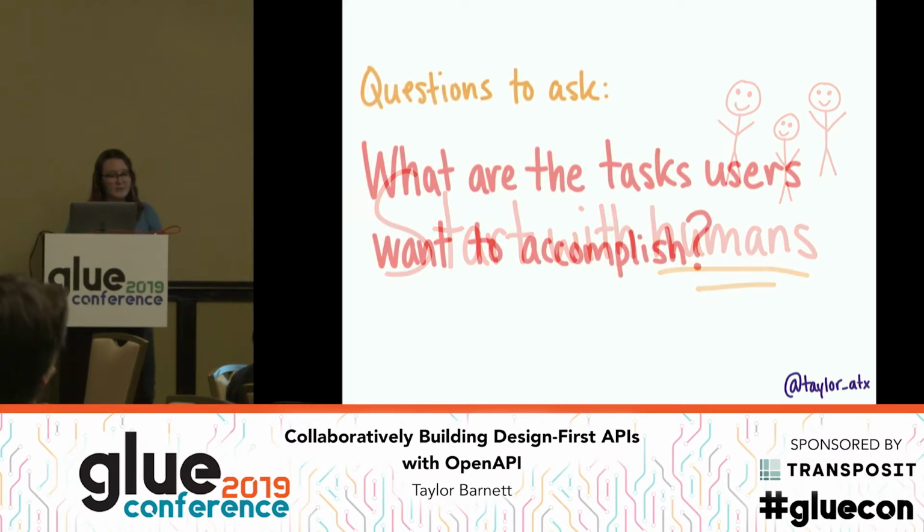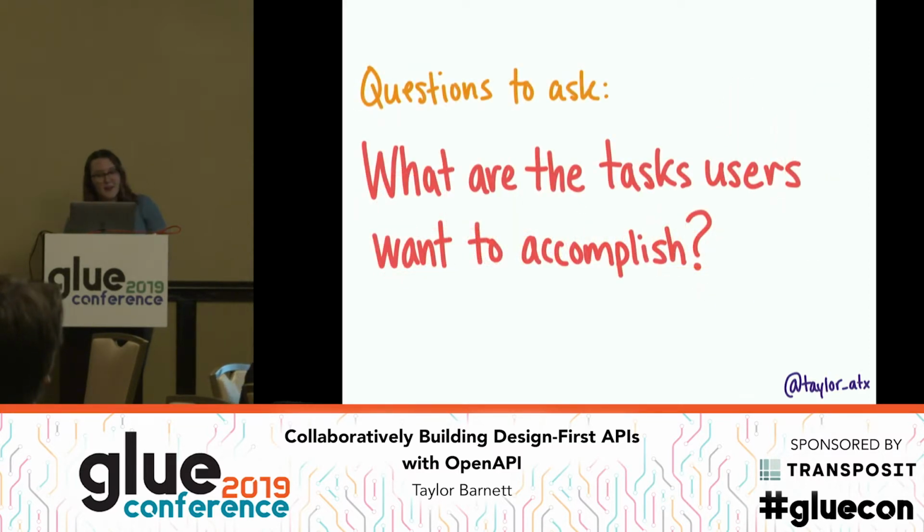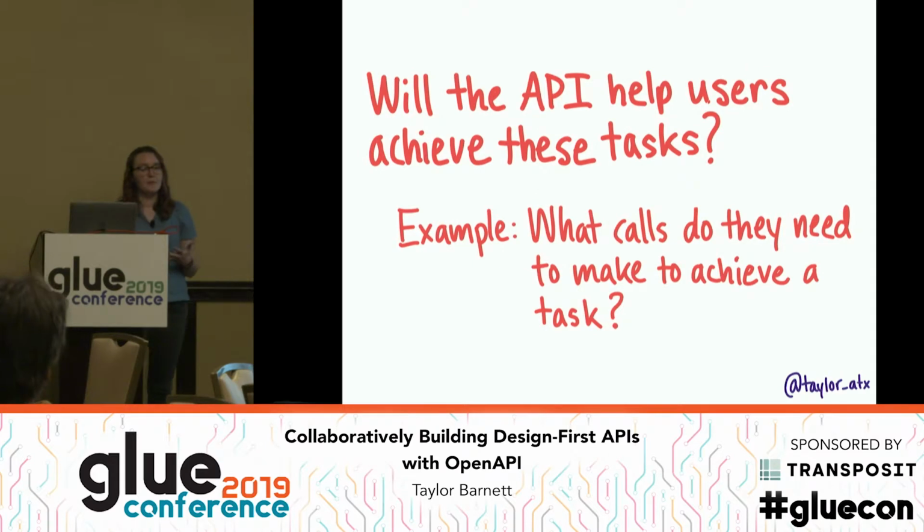Some of the questions I think to ask, since there really isn't a set-in-stone definition of a good interface, are: what are the goals that your users have, and what are the tasks they need to accomplish? Does the API actually help them accomplish this? What calls do they need to make to accomplish that task? Did something that maybe should have been in 2 calls end up being in 5? That's a conversation to have.